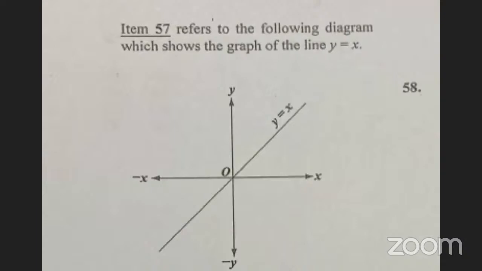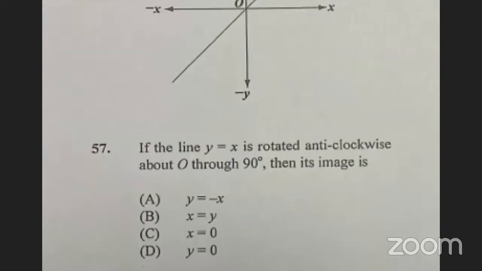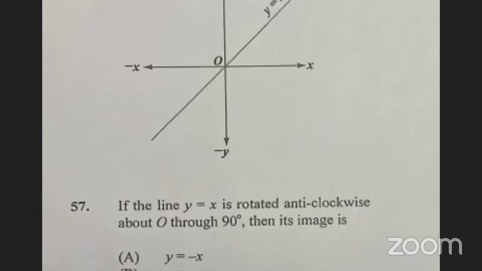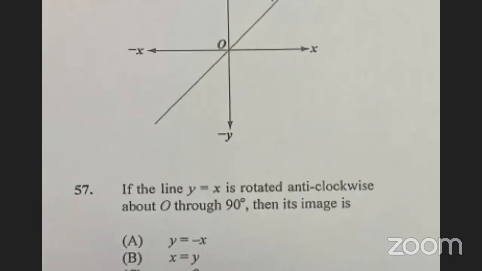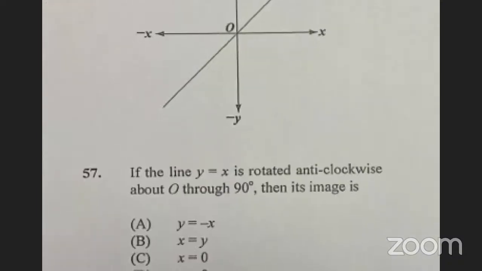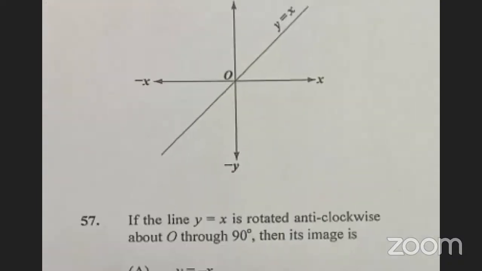Next one refers to the following diagram, which shows the graph of a line y equal to x. If the line y equal to x is rotated anti-clockwise about O, then this image is what? Right, 90 degrees anti-clockwise means it will be here. Right, that's y is equal to minus x.